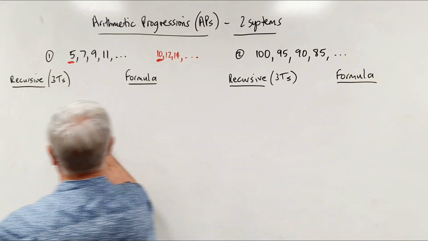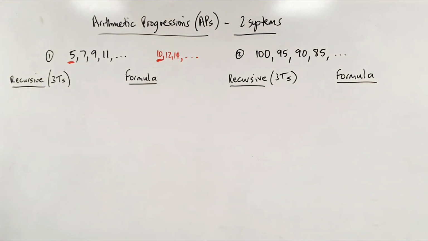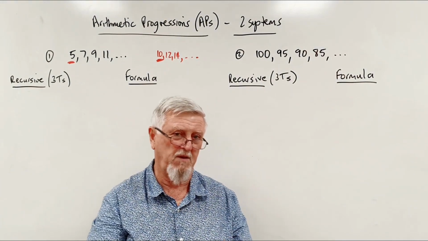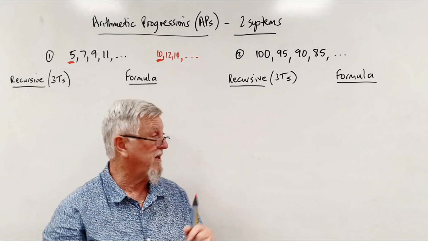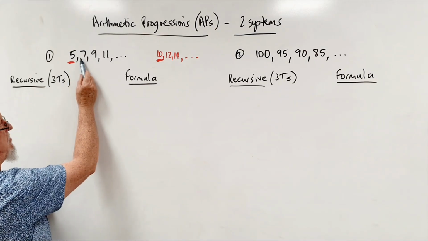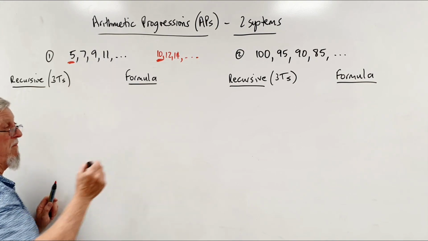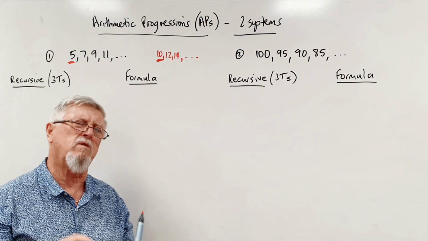So I talk about recursive having 3 T's. Talk about lots of ideas about recursive. It just means they're recurring at the same pattern. And the way they're recurring in this question is we go and add 2, add 2, add 2. So the recursion is adding 2 each time. So first thing, I'll give you a rule.